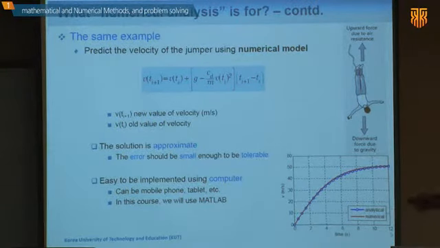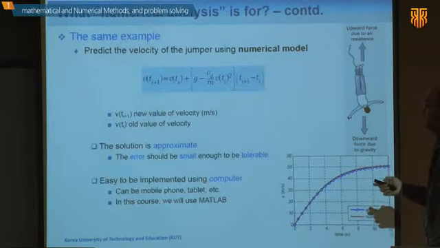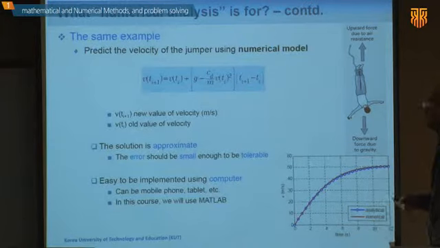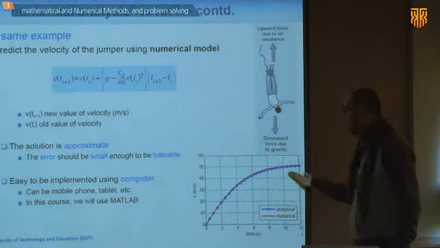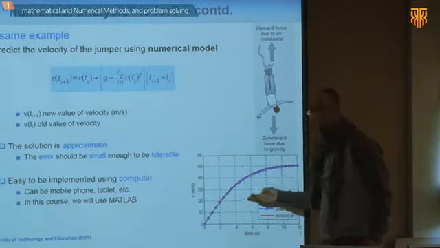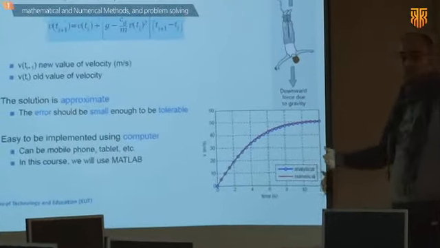So the solution is not exact. This is an approximation of that equation, but let's see how accurate our approximation is. Look at this figure. This one is the analytical, the mathematical model, and this one is the numerical. As we see, they are very close to each other over all the range of values. Maybe here we have a small error, which is tolerable.